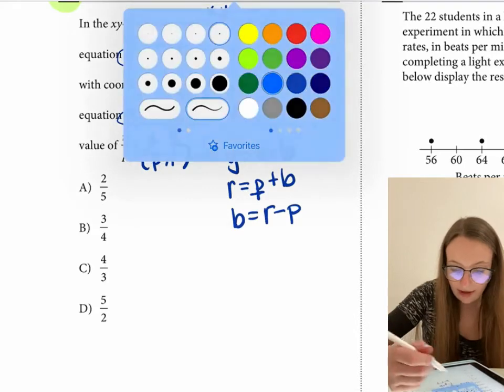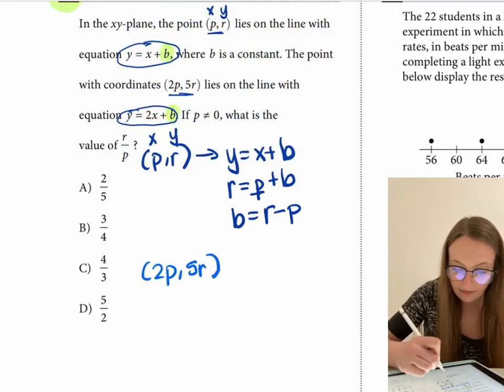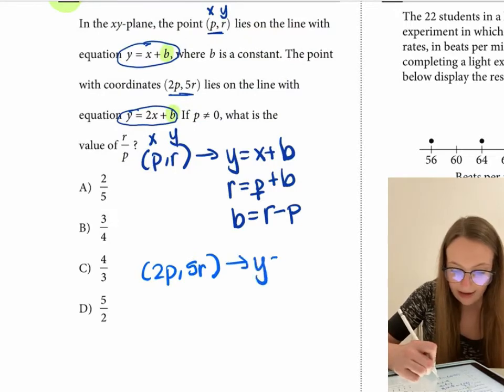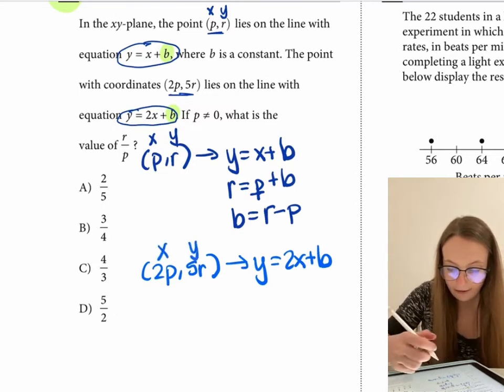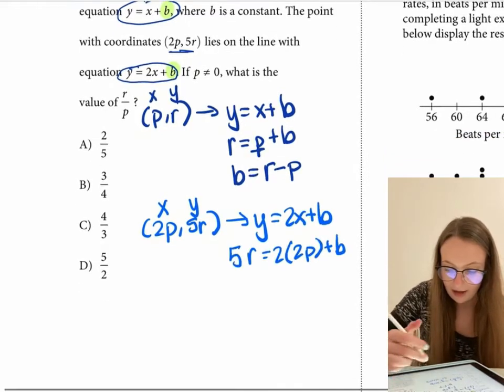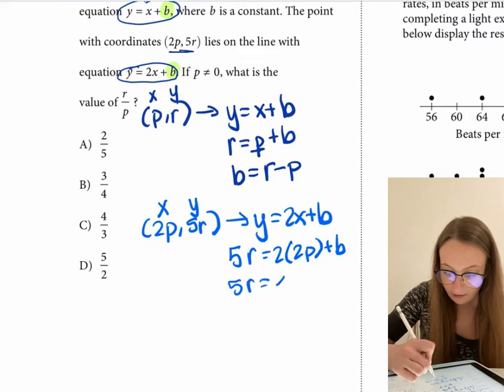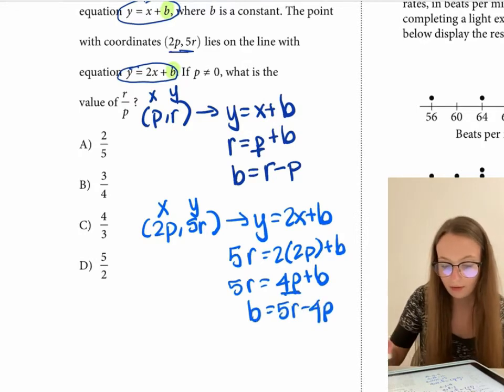So now let's look at the next point. Let's do this in a lighter blue. So we know that 2P comma 5R is on the line y equals 2x plus b. So again, I can go ahead and plug in 2p for x and 5r for y. That gives me 5r is equal to 2 times 2p plus b. That gives us 5r is equal to 4p plus b. So getting b alone, we get that b is equal to 5r minus 4p. Just got to subtract the 4p over here.